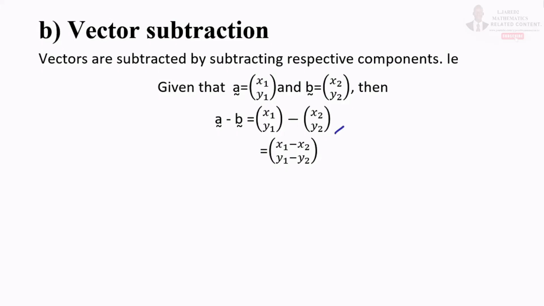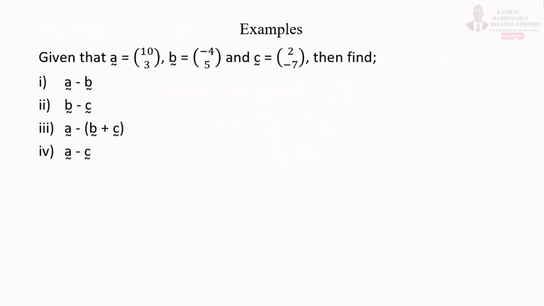As we simplify that, it means that we are going to have the corresponding entry, which is x1 minus its corresponding entry, which is x2. Likewise for the y entries, we are going to have y1 minus y2. Let's now have an example.